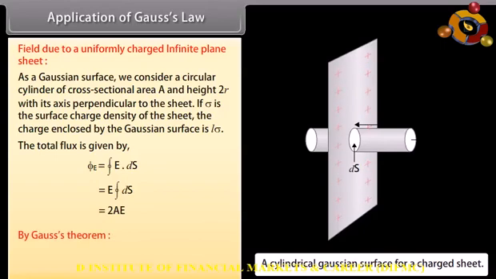According to Gauss's theorem, we get the electric field at any point at a distance r from the sheet is equal to sigma divided by 2 epsilon naught.